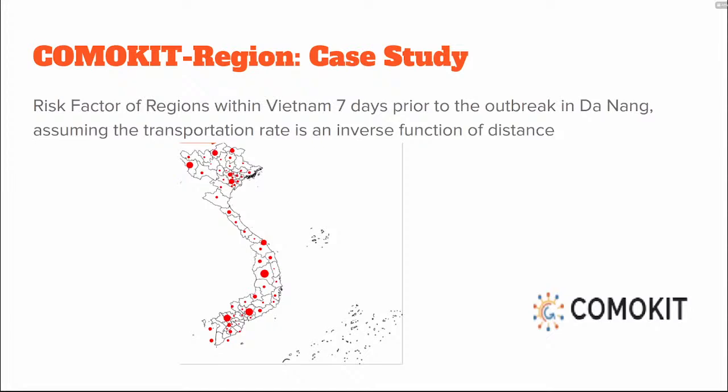So we did an analysis of the risk factor of regions within Vietnam 7 days prior to the outbreak in Da Nang. However, at the time of the research, there was still a problem collecting the data from the bus pipeline. So we just assumed the transportation rate is an inverse function of distance. Of course, this is not true, but that is basically our assumption. But still, we see that just prior to the outbreak in Da Nang, because there were a lot of regions around Da Nang with a high number of cases, there's a high chance that Da Nang is going to be infected.